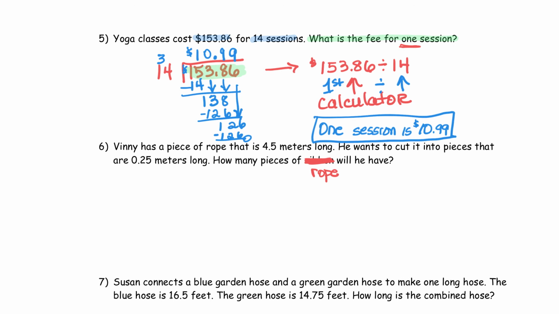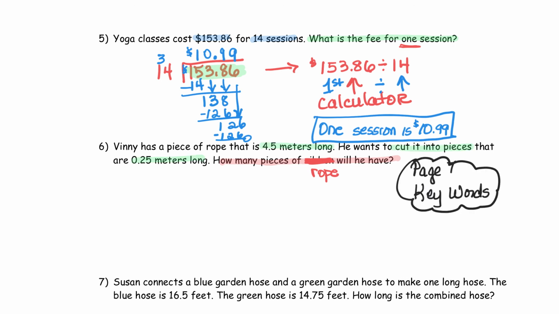Okay, so now we're going to identify the question. How many pieces of rope will he have? If I go back into the problem, I see some key words. In your workbook on page 7, there is a whole list of keywords for word problems: addition, subtraction, multiplication, and division. Please refer to them as they will help you. Notice that I highlighted some keywords here. One of the most important things is that he wants to cut the rope. So if you're cutting something, what are you doing? Yes, exactly. You're breaking it apart.